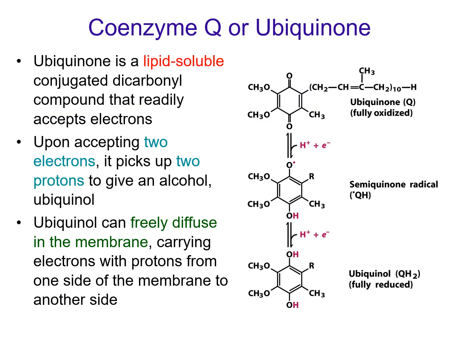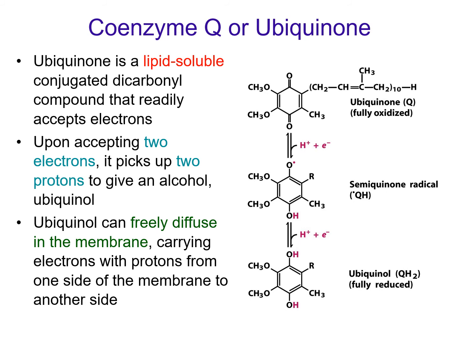So we finally made it, and we transferred those electrons one at a time through those iron sulfur centers, and we got to our last electron carrier, which is ubiquinone. It's also called coenzyme Q. If you go to the drugstore, you'll see coenzyme Q. It's a lipid-soluble conjugated dicarbonyl compound that readily accepts electrons. And we saw from the reduction potential that it likes electrons. So it accepts those 2 electrons. It also picks up 2 protons to give an alcohol, that's ubiquinol.